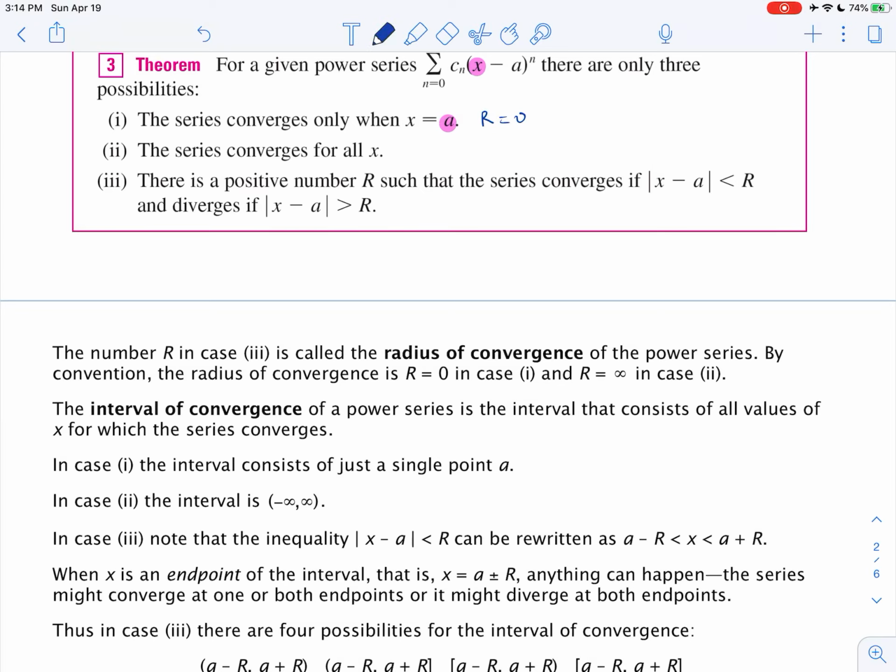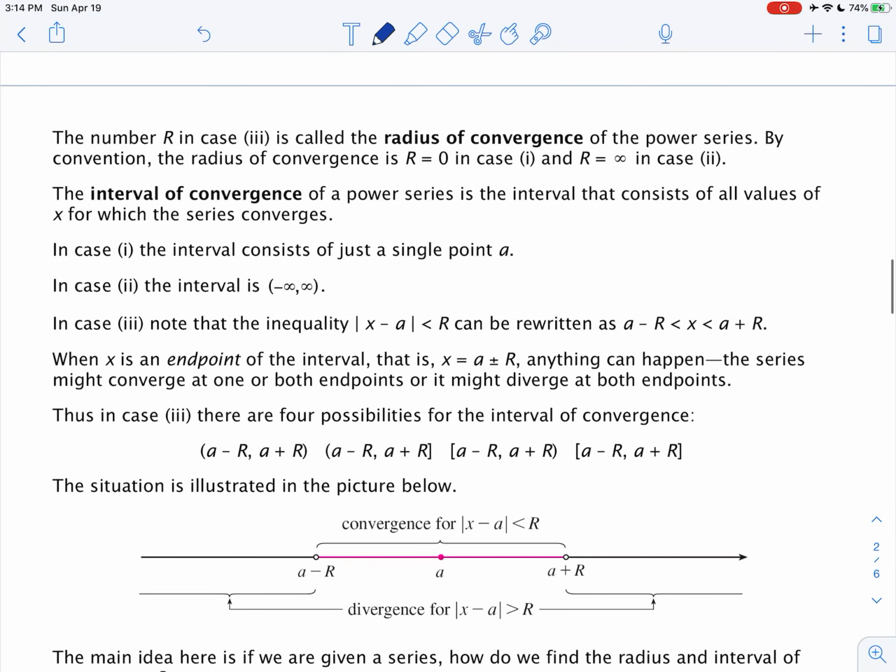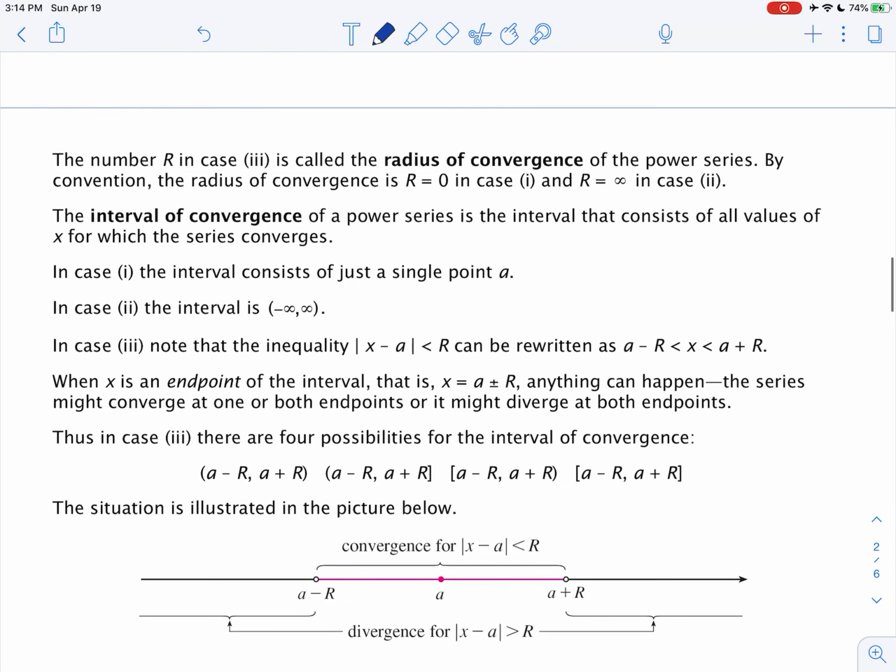So I can write that up here. Our r here would be equal to 0. And if it converges for all x, we would say that our radius of convergence is infinite. And in the third case, we would have that our r is equal to r. And that is our radius of convergence here. So how would we find those things? So let's do a couple of examples here.